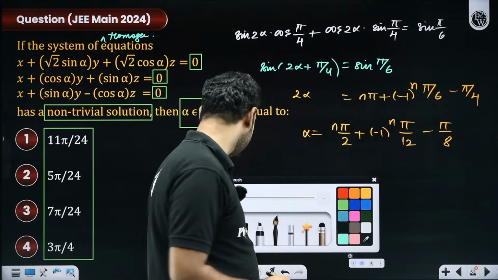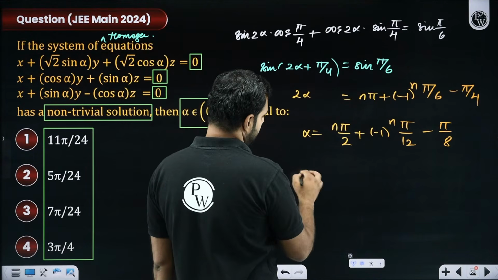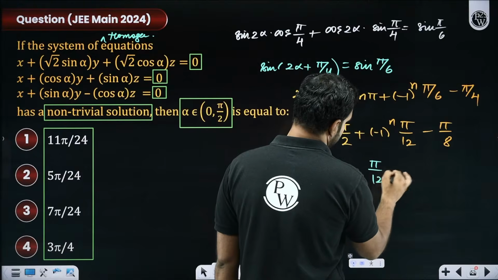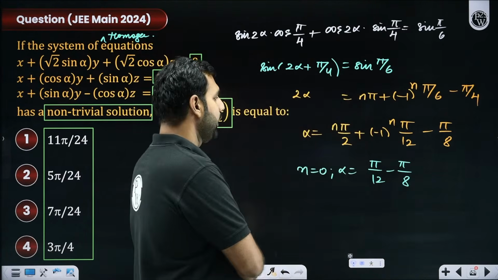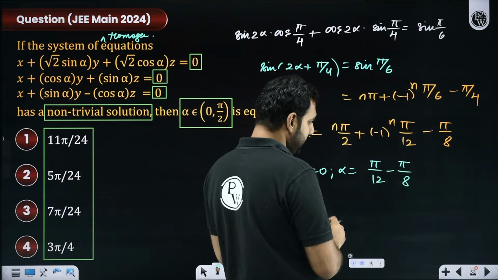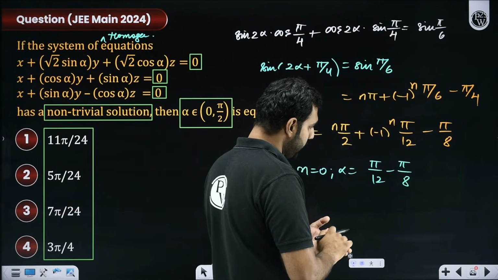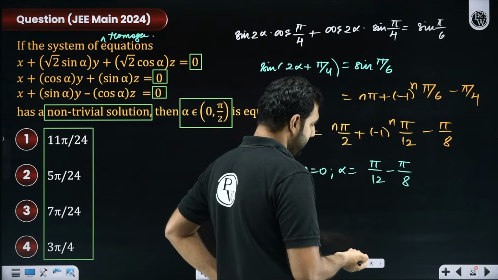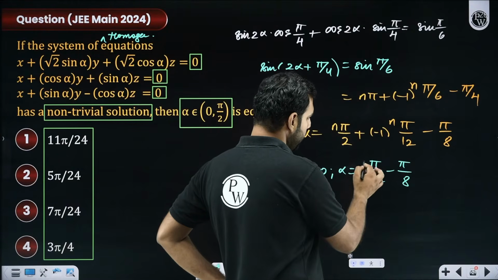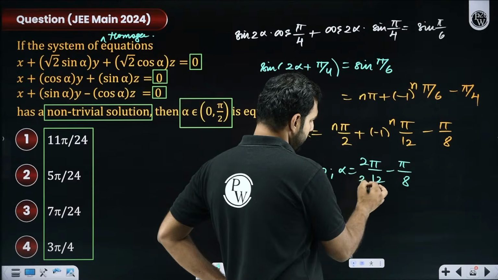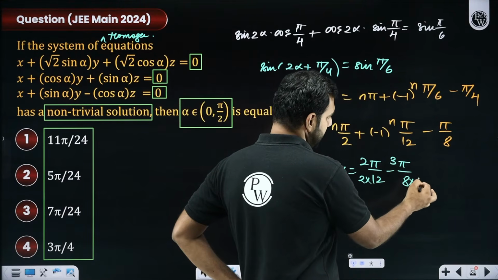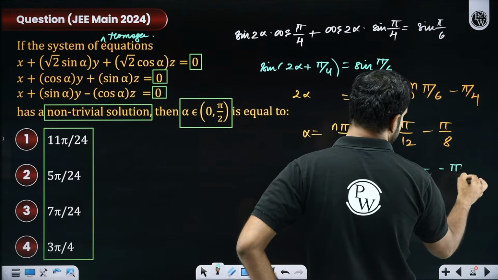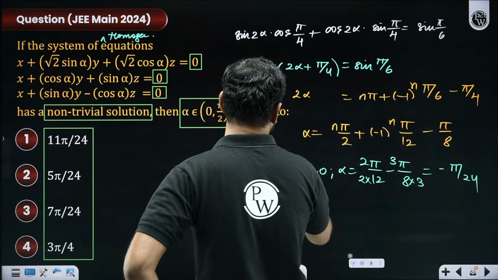So let me try n as 0. So if n is 0, this is 0, so it is pi by 12 minus pi by 8. What would that be? I hope you are clearly getting it. If it is 12, it is 8, I think 24. First of all, of course, what I'll do is take 24. 8 times 3, 12 times 2. So if I do 2 pi here, this will become 12 into 2. If I do 3 pi here, it will become 8 into 3. So 2 pi minus 3 pi is minus pi. So it is minus pi by 24. And I hope you are noticing that minus pi by 24 is less than 0. So this value is discarded.